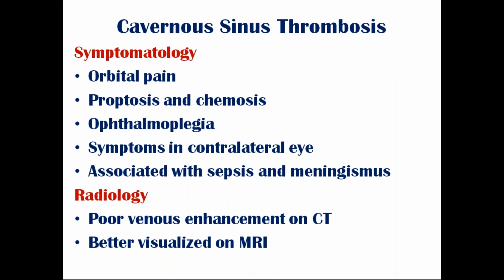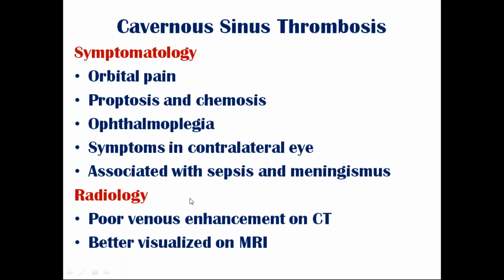Symptomatology are orbital pain, proptosis and chemosis, ophthalmoplegia, and symptoms in the contralateral eye because of the bilateral connection of cavernous sinus with the bilateral superior ophthalmic veins and inferior ophthalmic veins, and it can lead to sepsis and meningismus because the cavernous sinus can drain into the IJ, that is internal jugular vein, and can lead to systemic sepsis. And radiology, there will be poor venous enhancement on the CT, and it is best visualized on the MRI.